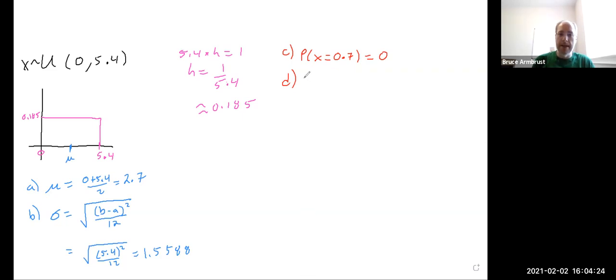Okay, so let's look at what the next one said. The next one said, what's the probability that you have to wait between 1.8 and 2.3 seconds? So I'm going to go ahead and write this with the probability notation. But this was the next one.